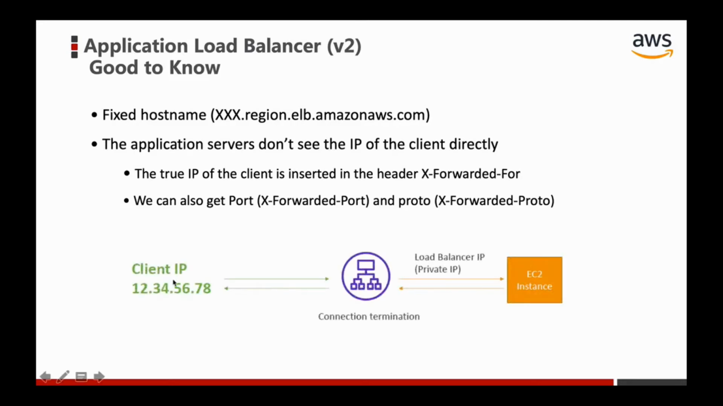So here is an example. The client will send traffic to the ALB. ALB will do the connection termination, and it will talk to the EC2 instance behind it through the private IP. So if you want to know the client IP, you can check this information in the request header. Like I said before, you can check X-Forwarded-For for the client IP, and X-Forwarded-Port and X-Forwarded-Proto for the port and protocol. So that's all about the ALB.